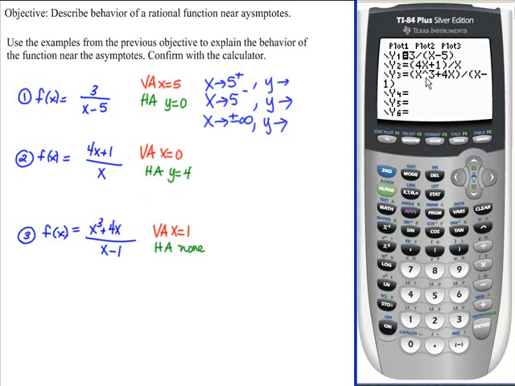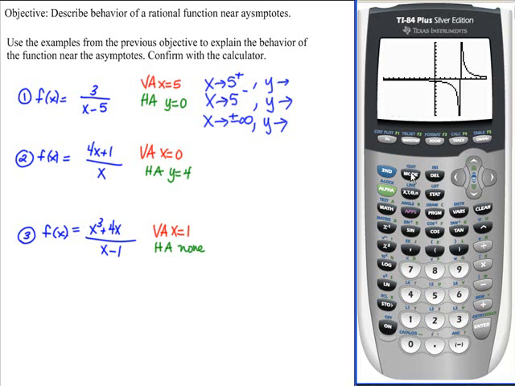I've entered all three functions in the calculator, though the first one is the only one that's turned on because the equals is highlighted. To turn them off, you can cursor over the equal sign and press enter, and that removes the highlighting from that equal sign. So let's begin by looking at the graph.